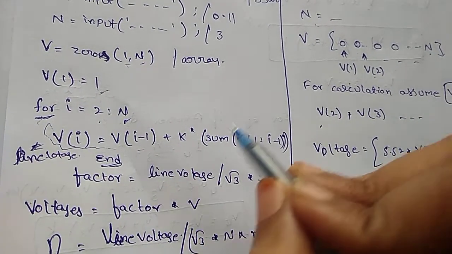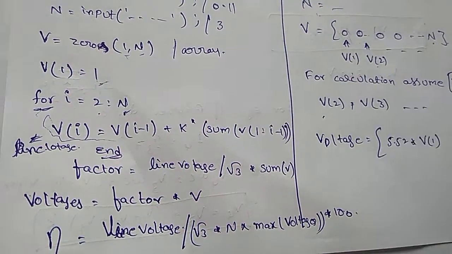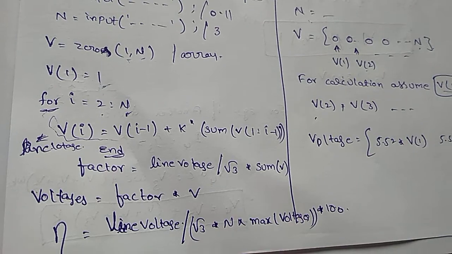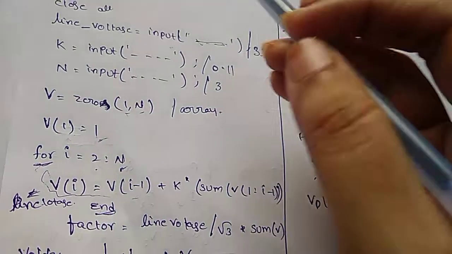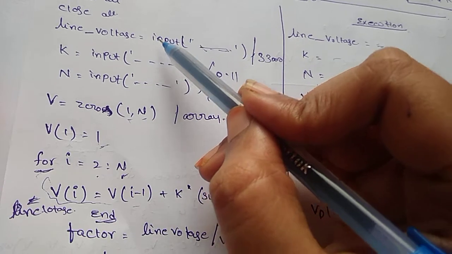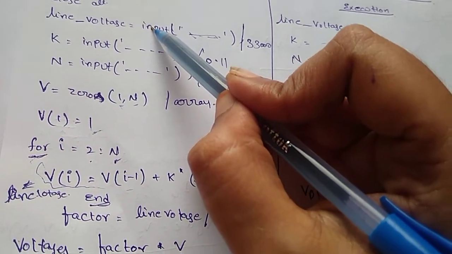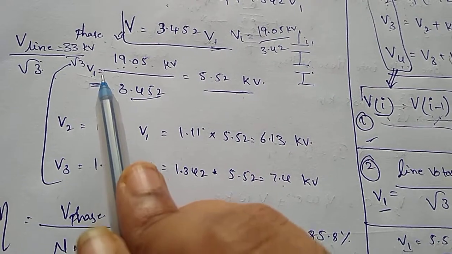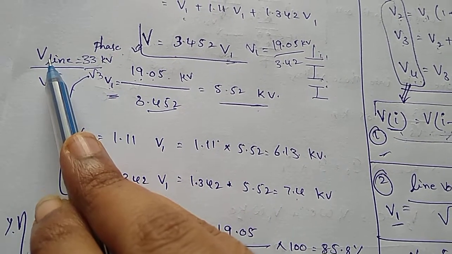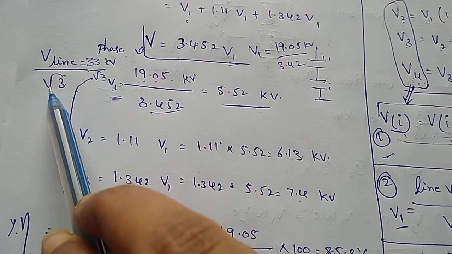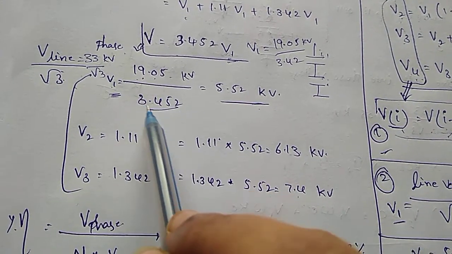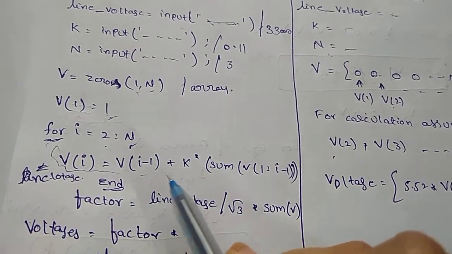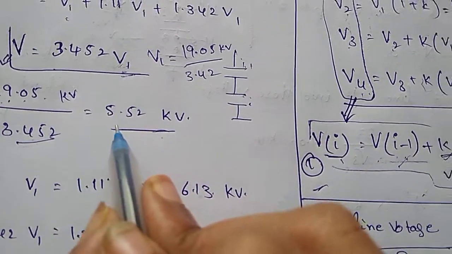After calculating this, till now we didn't convert this line voltage into phase voltage. Again, we are supposed to calculate V1. For calculating V1, how do we perform? Line voltage divided by root 3 multiplied by all the sum. We consider this as the factor, because this is the factor I got.